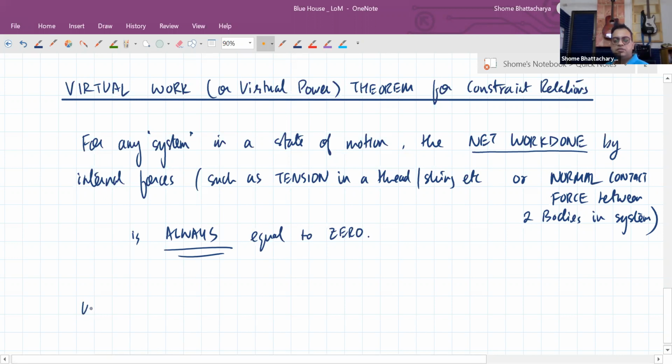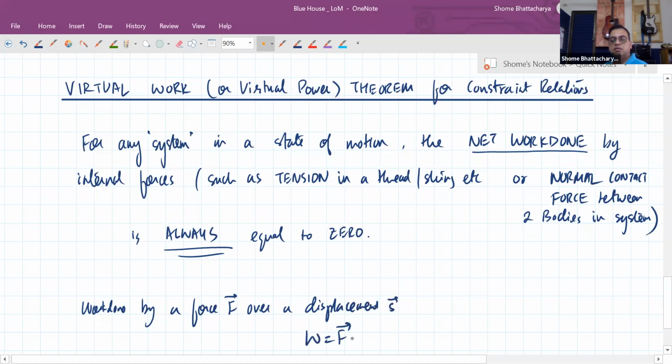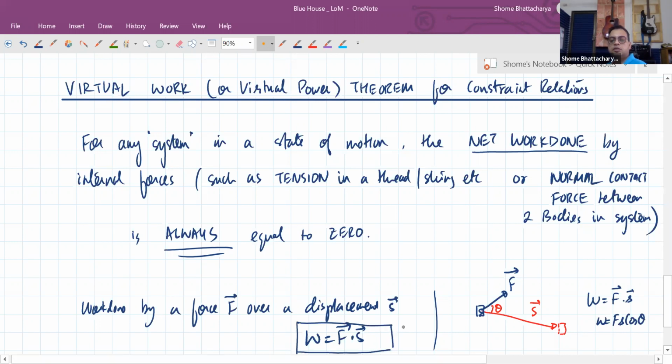Obviously, you know that aside from this, the definition of work done by a force F over a displacement S is given by the formula F dot S. So if you have a body on which you're applying a force like this, but the displacement of the body is like this, it's moving from there to there, then during this displacement, this will be the work done. So note down this theorem first, then I'll start explaining it in context of Newton's laws problems.